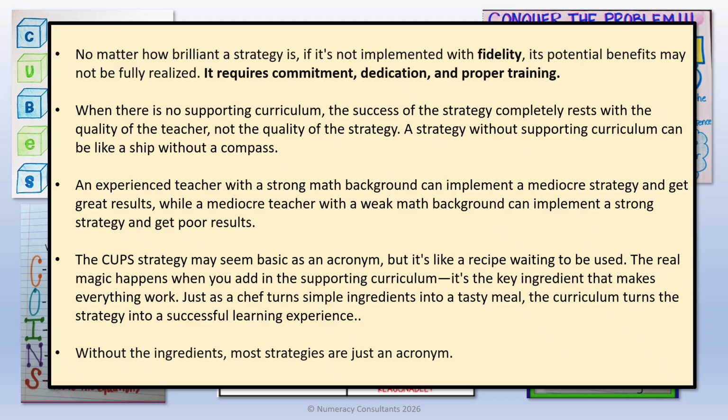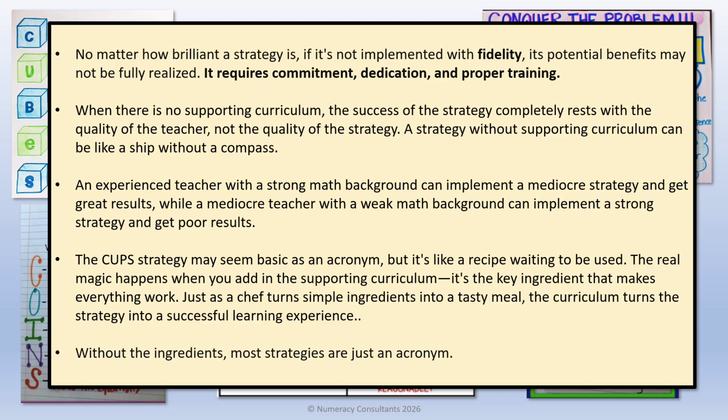An experienced teacher with a strong math background can take a mediocre strategy and get great results, while a mediocre teacher with a weak math background can implement a strong strategy and get poor results. So again, teacher quality really does matter a lot when you're using these strategies, especially when there's no supporting curriculum.